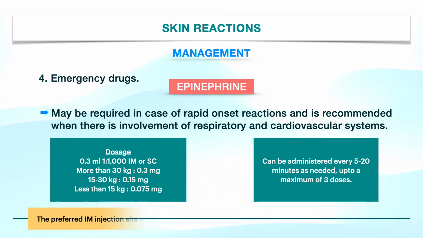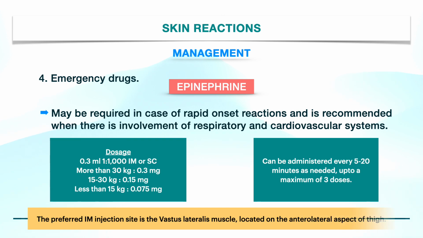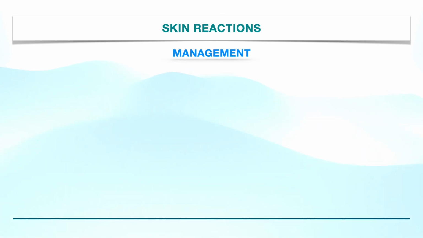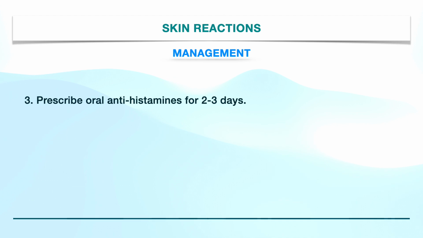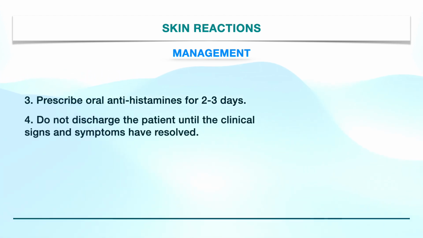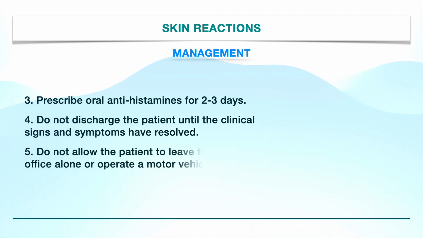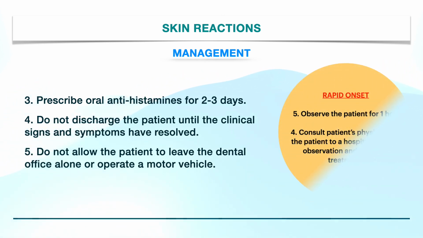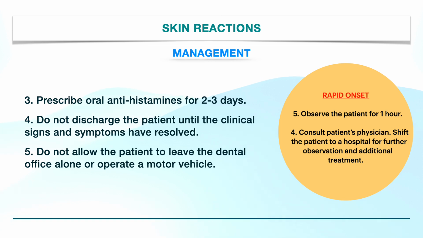The preferred intramuscular injection site is the vastus lateralis muscle located on the anterolateral aspect of the thigh. In addition, oral antihistamines should be prescribed for 2 to 3 days. The patient should not be discharged until the clinical signs and symptoms have resolved and should not be allowed to leave the dental office alone or operate a motor vehicle.